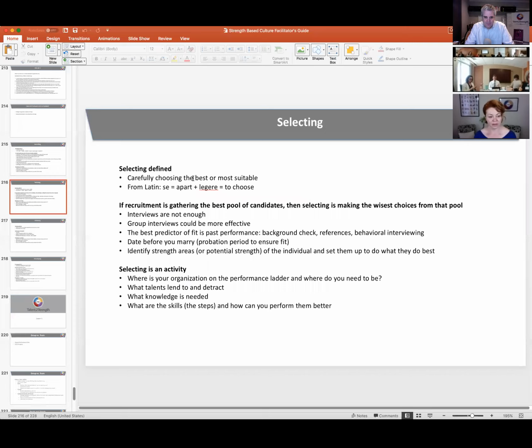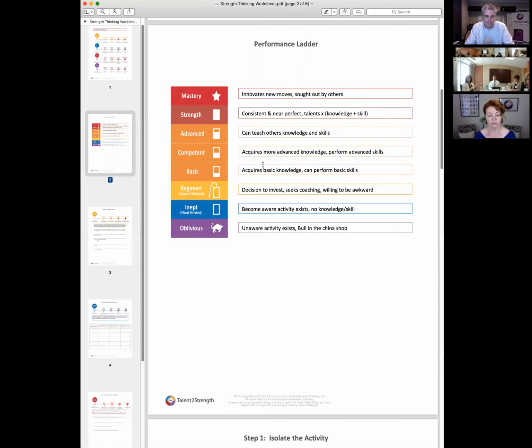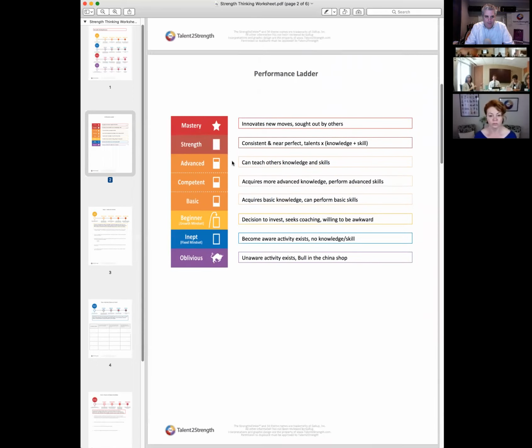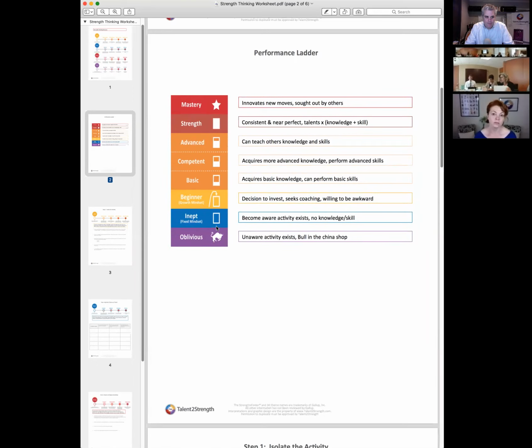Let's rate on the performance ladder. Let's use that as our scale. Where would you say you as a group rate on the performance ladder, and where would you like to be? On the selection, I feel like we're at basic. I say also basic, and wanting to obviously advance to strength as quickly as possible, mastering it, of course. Yeah, I think that's great.